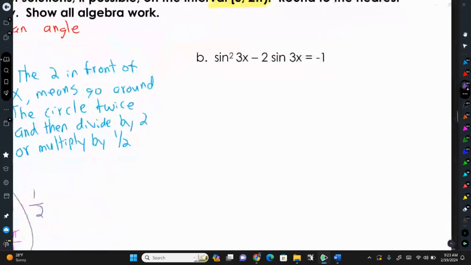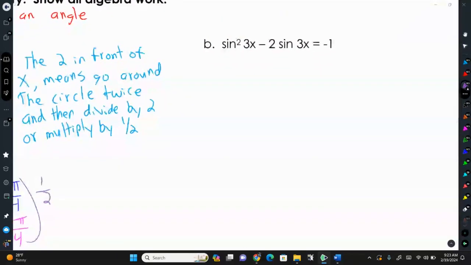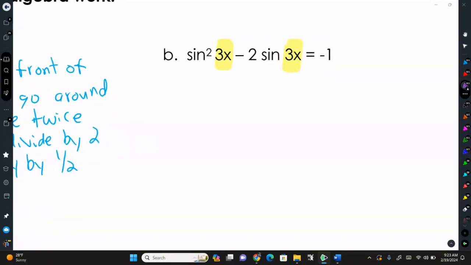So now example B, we have sine squared 3x minus 2 sine 3x equals -1. And again, our angle here is 3x, which is going to mean we have to go around the circle 3 times. All right, so because this is in quadratic form, and you say, well, how do you know it's in quadratic form? I have sine squared of an angle minus sine to the first power of that same angle, and then I have a constant term.